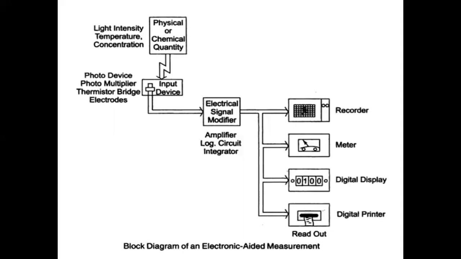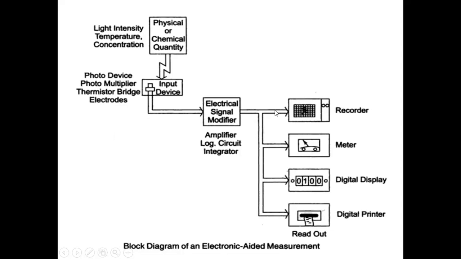The measured electrical signal is then handled by the electrical signal modifier, which is an electronic circuit, mostly an amplifier circuit. If the required signal has already been obtained from the output of the bridge, we may directly convert it into another type of signal, using a logic circuit or an integrated circuit.